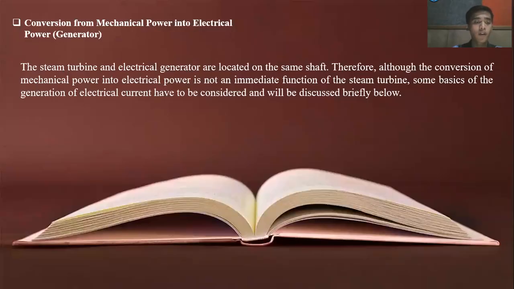Okay, next, conversion from mechanical power into electrical power by the generator. The steam turbine and electrical generator are located on the same shaft. Therefore, although the conversion of mechanical power into electrical power is not an immediate function of the steam turbine, some basics of the generation of electrical current have to be considered and will be discussed briefly below.